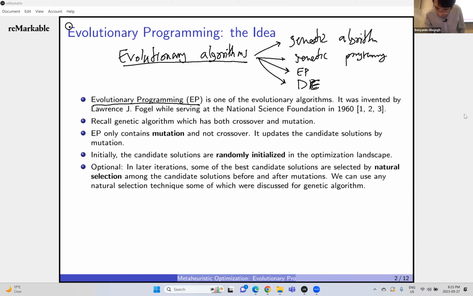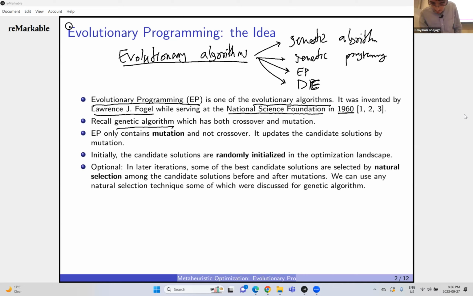It is one of the initial evolutionary algorithms. It was invented by Lawrence Fogel while serving at the National Science Foundation in 1960. So it's a bit old. Okay. So evolutionary, recall that genetic algorithm, we introduced it in the previous session.